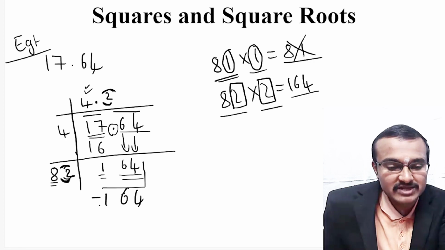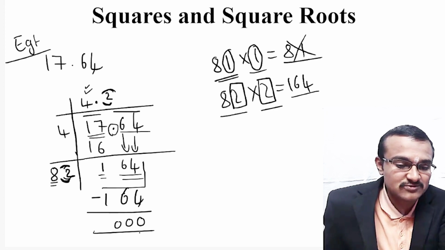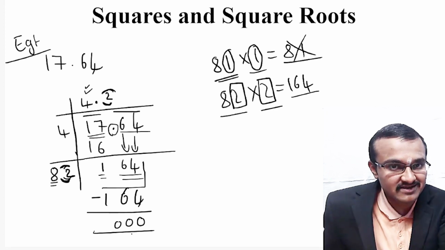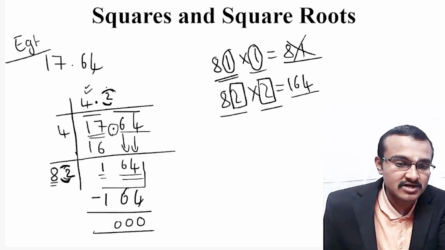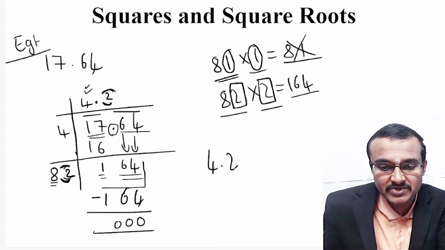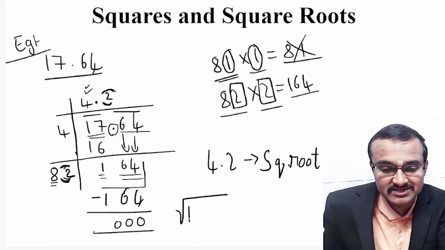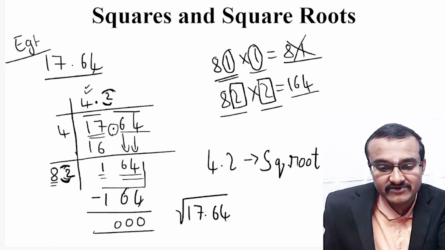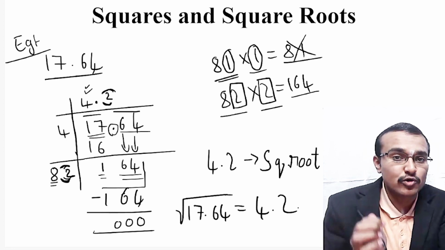So what is 164 minus 164? That is 0. That means there is no need of doing further division here. The remainder is approaching 0. So whatever quotient value we have got, that is 4.2, is the square root of 17.64. So the square root, this is the symbol of square root, 17.64. So square root of 17.64 is 4.2.